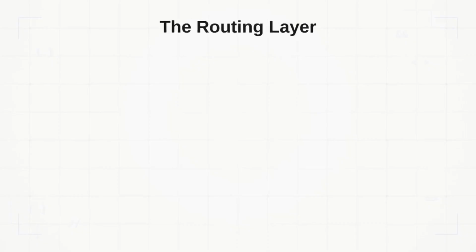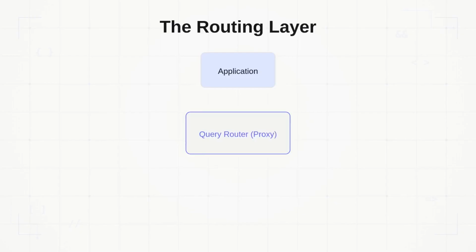Once your data is split, your application can no longer simply connect to the database. You need a routing layer. This is often a proxy or a smart client library that knows the sharding topology. When the application sends a query, the router inspects the shard key in the SQL statement. If you query select name from users where ID equals 42, the router hashes 42, finds that it belongs to shard 3, and forwards the request only to that machine. This keeps the system fast.